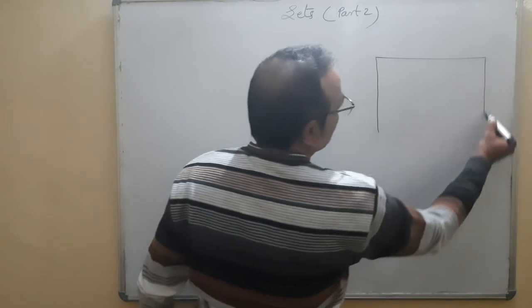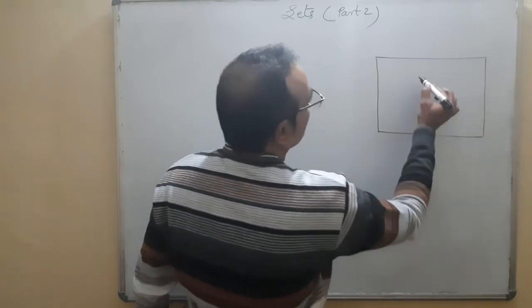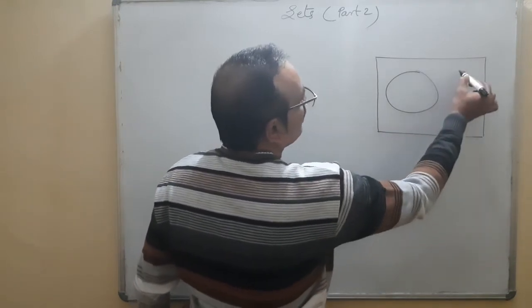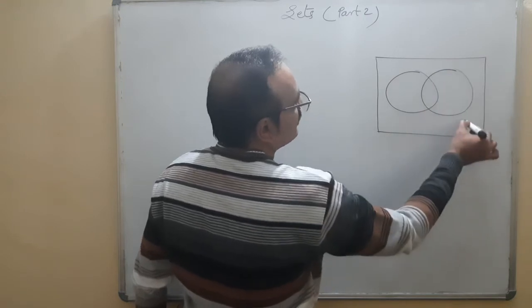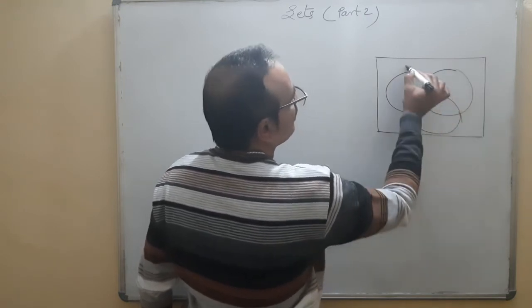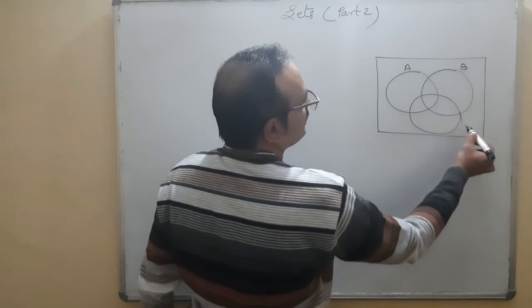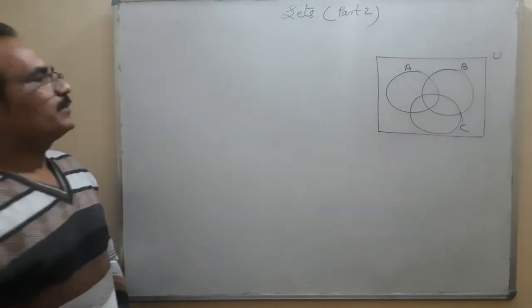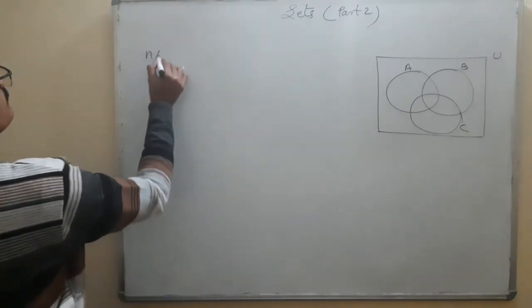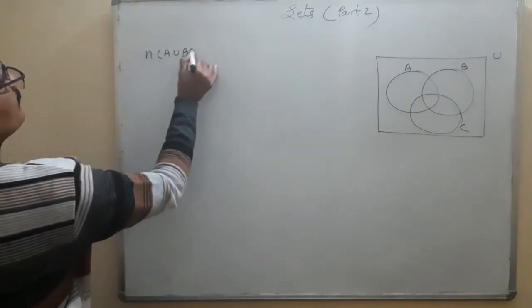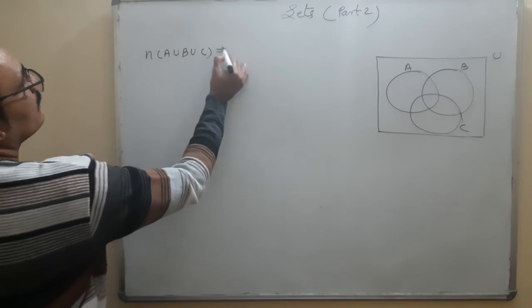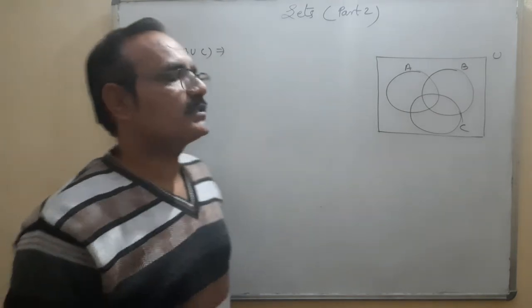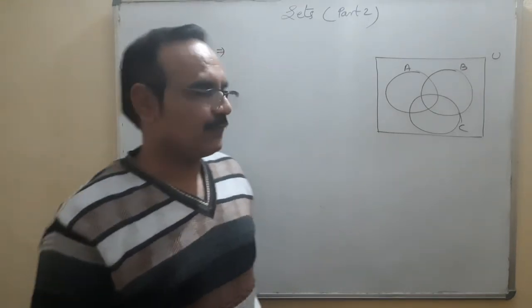Third one is n(A ∪ B ∪ C). A, B, C. Okay, n(A ∪ B ∪ C). We are seeing how we can write n(A ∪ B ∪ C) in a different way, right?